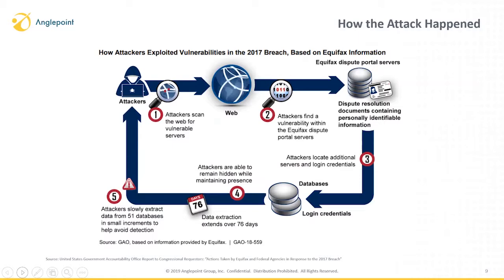So the vulnerability was actually in their online dispute portal. From there, the attackers found unencrypted usernames and passwords that allowed them to access additional databases. These databases contained personally identifiable information, which was slowly extracted until the attackers were discovered a few months later. So we'll go to the next slide.